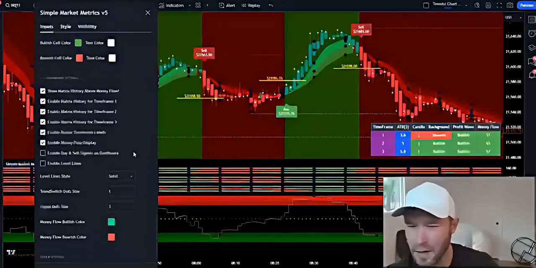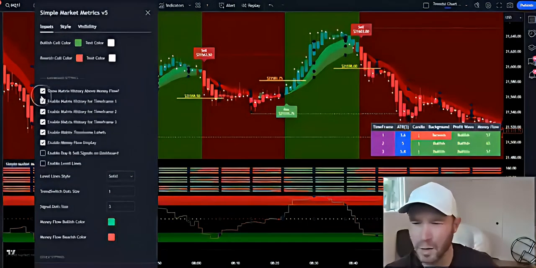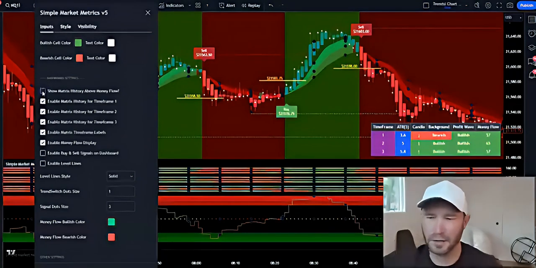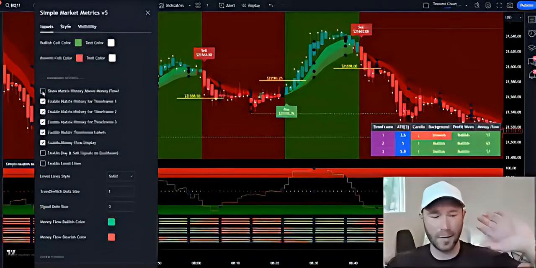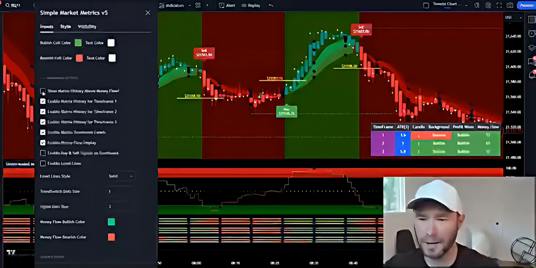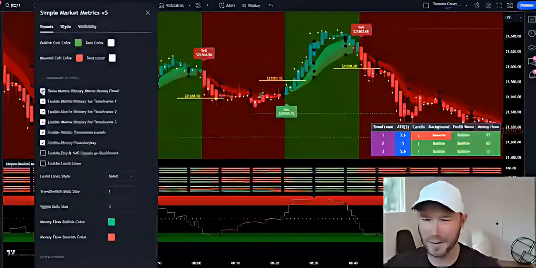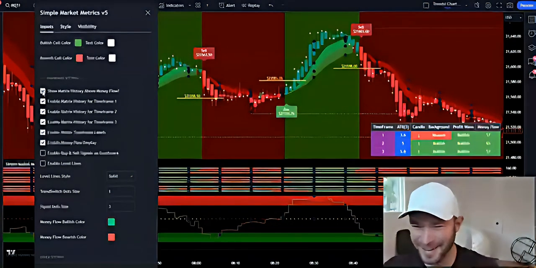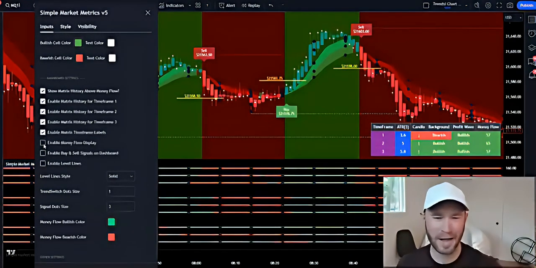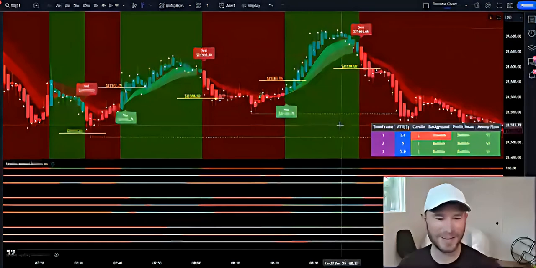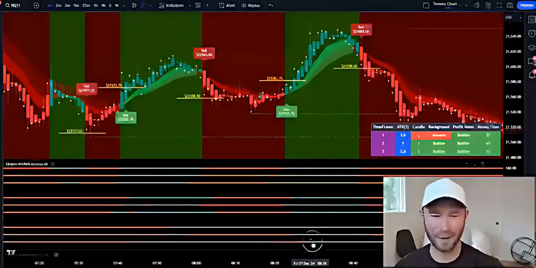Now, if we go to the bottom here, and let's say we don't want to have this on, show matrix history only. Well, this will actually flip. So if you don't like that style, let's say you want money on top and this on the bottom, you can flip it. See how money's on top, now it's on the bottom? Perfect, you can get rid of it. How about this? Enable money flow display. If you don't want the top or there, and you just want this, awesome. You can get rid of it completely and just have all of these metrics.